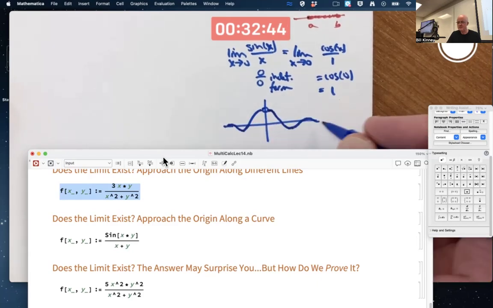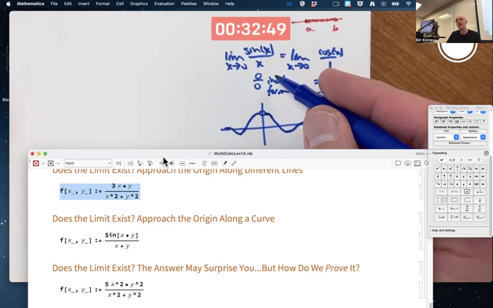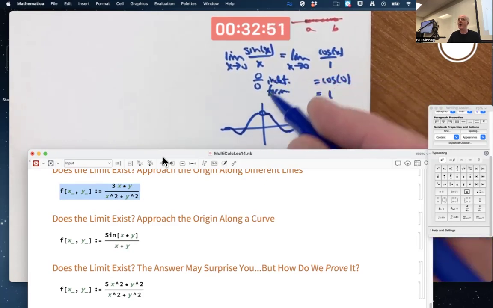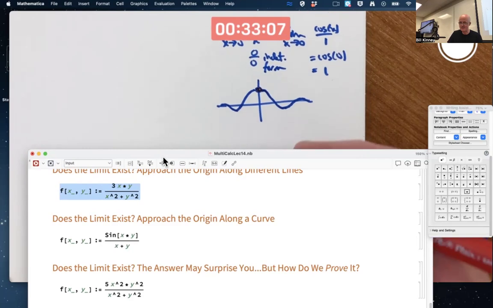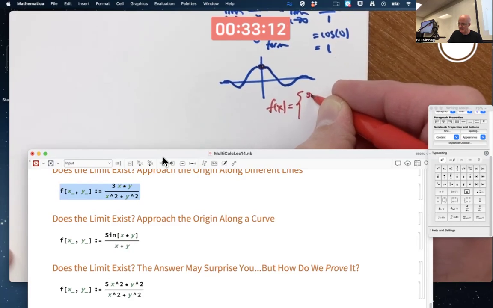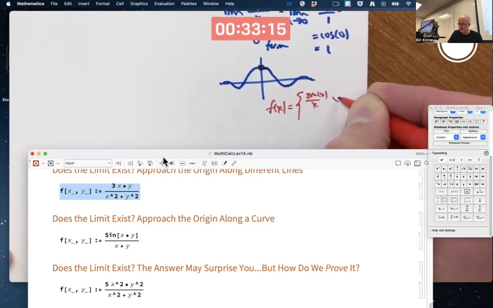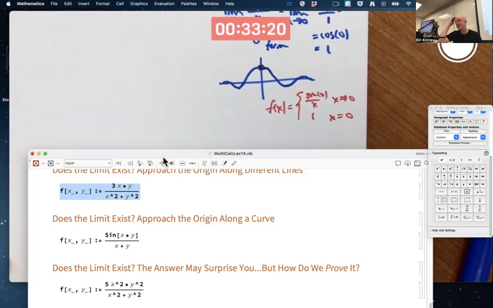So the limit as x approaches 0 does exist, but the function's undefined there. It's not a continuous function at 0, though it is sort of a weak kind of discontinuity. We could remove that discontinuity by just filling in the missing point, couldn't we? It's called a removable discontinuity, because if I just make a piecewise function, f of x to be sine x over x when x is not 0, and 1 if x is 0, then I've created a continuous function.